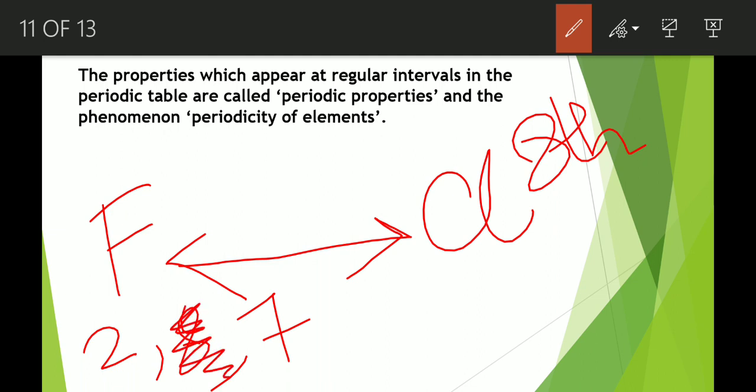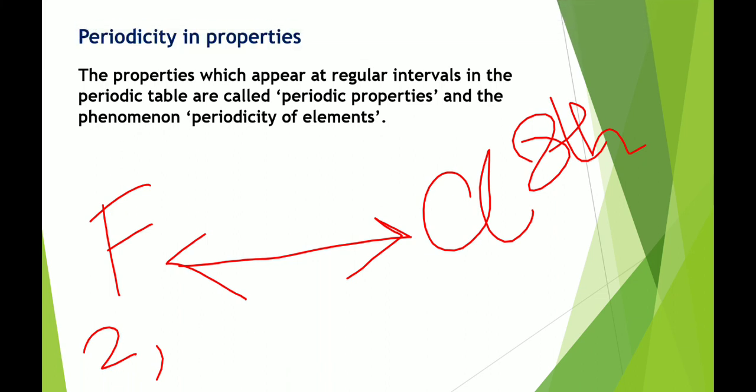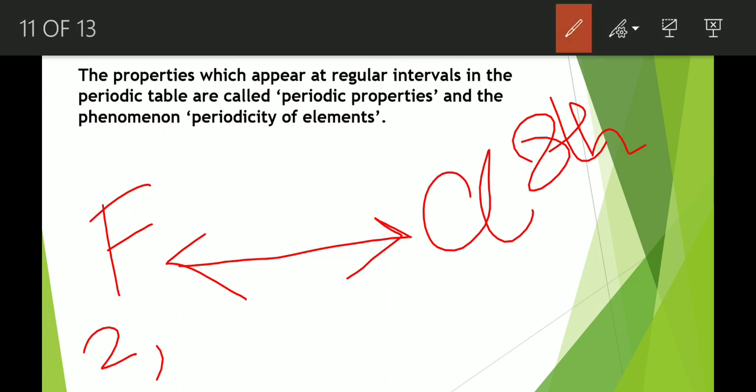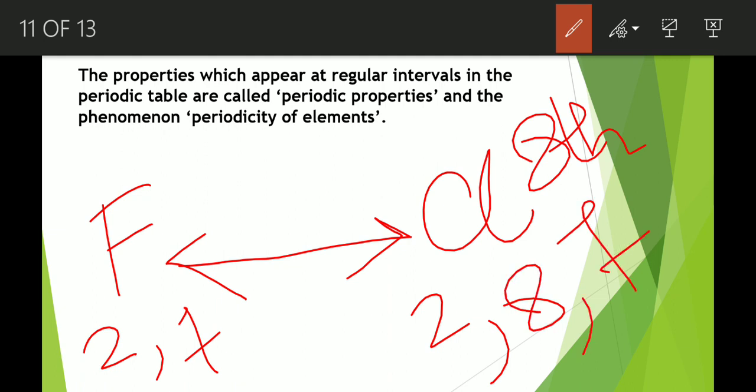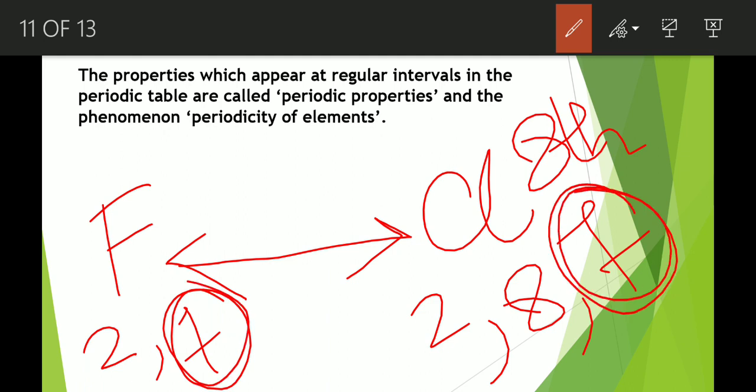Sorry, it's 2,7. The electronic configuration of fluorine is 2,7, and the electronic configuration of chlorine is 2,8,7. So in the valence shell, both fluorine and chlorine have 7 electrons. As they have a similar electronic configuration, they will also share some similar properties.